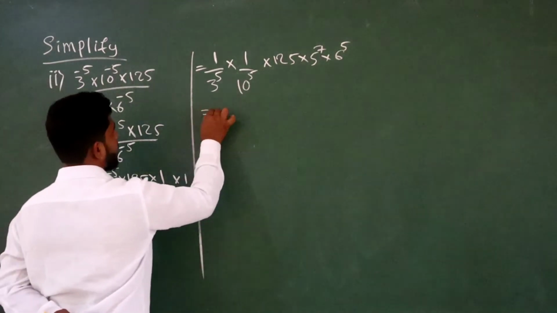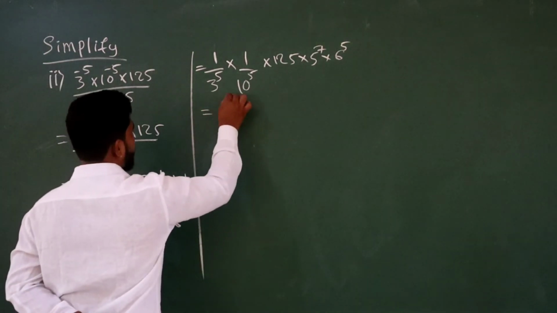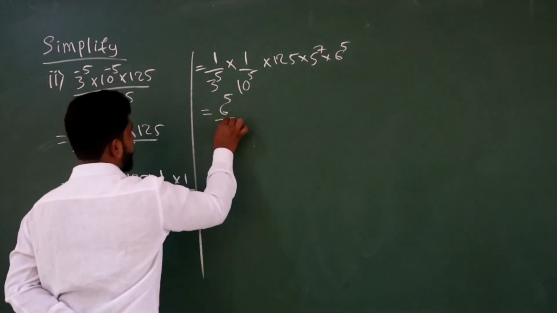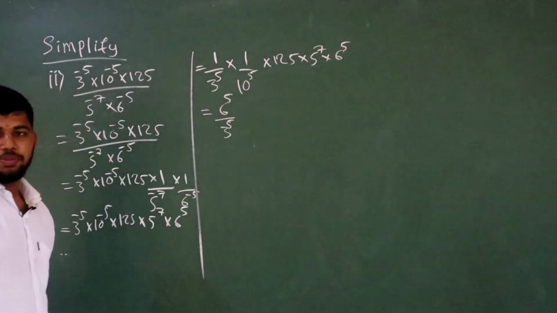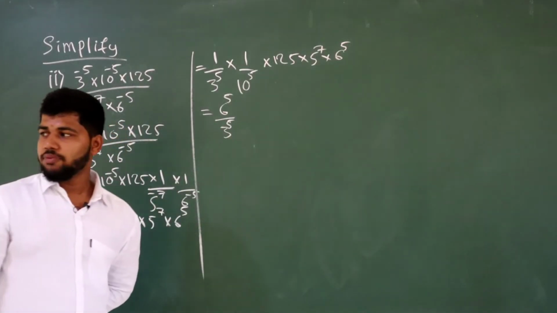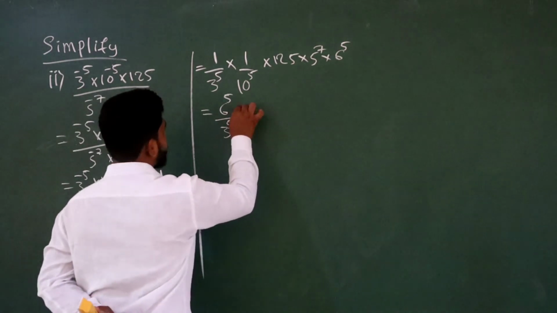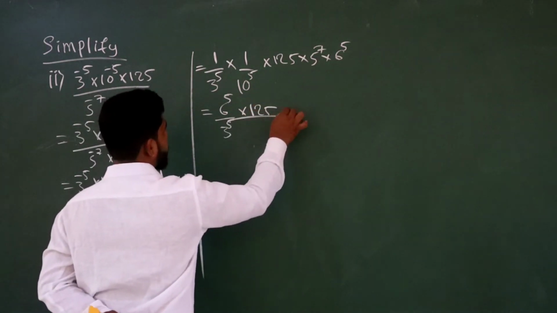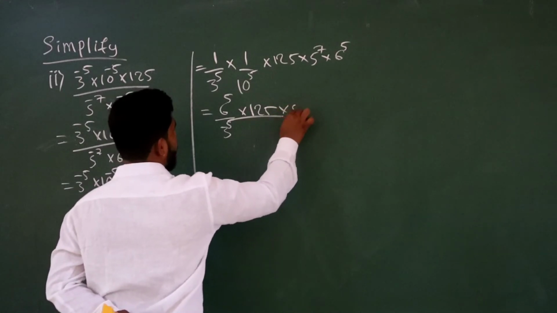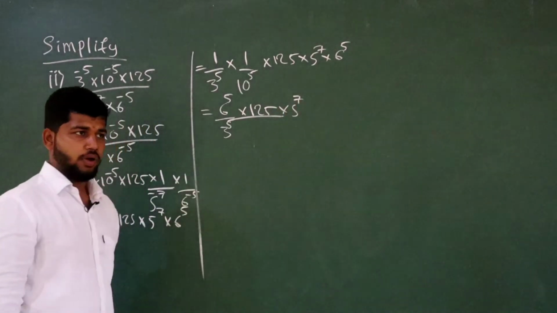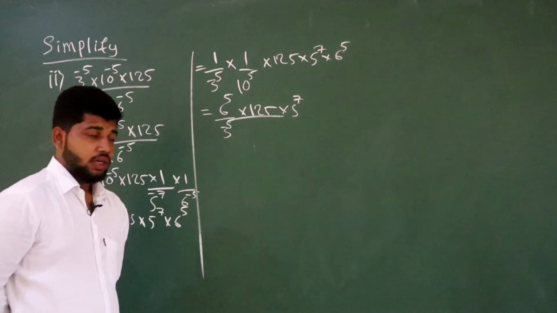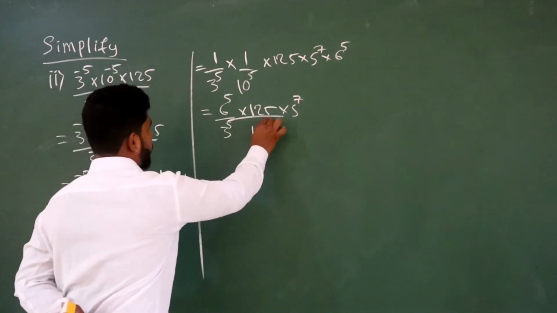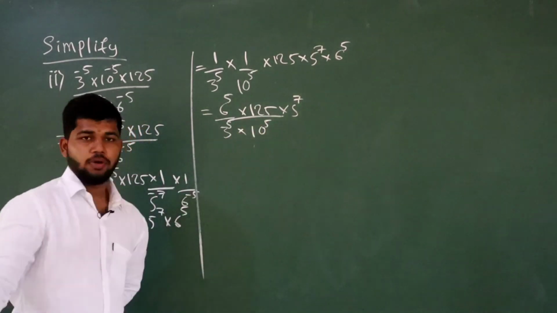Now we can write this as 6 power 5 divided by 3 power 5, into 125, into 5 raised to power 7, divided by 10 to the power of 5 into 10 to the power of 5.